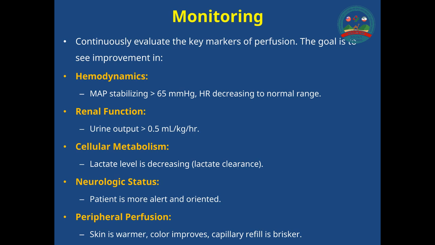Neurologically, the patient should become more alert and oriented as perfusion improves. Peripheral perfusion should also show clear signs of recovery, including warmer skin, improved color, and a faster capillary refill. All of these parameters together help us determine whether resuscitation is effective and whether the patient is moving toward stabilization.